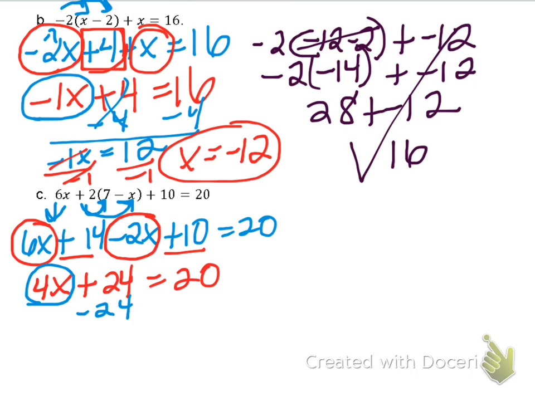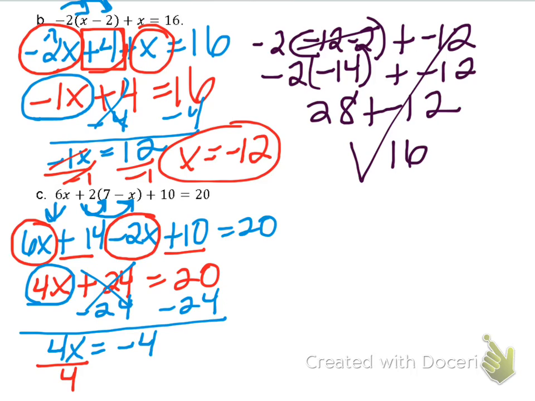Now we want to get the variable term by itself. So we subtract 24 on each side. So we have 4x equals negative 4. Then we divide by 4 to get x by itself. So x equals negative 4 divided by 4, which is negative 1.